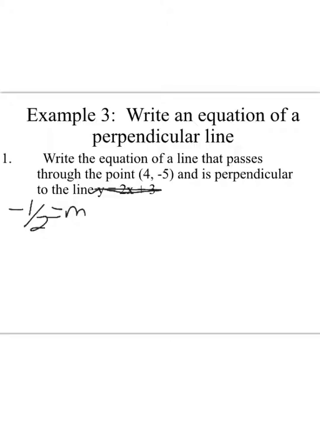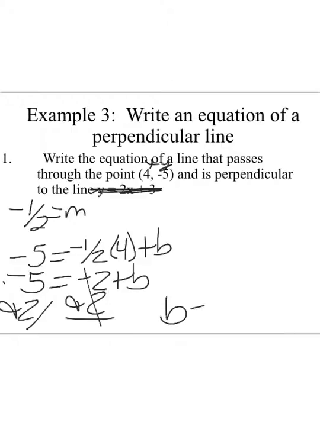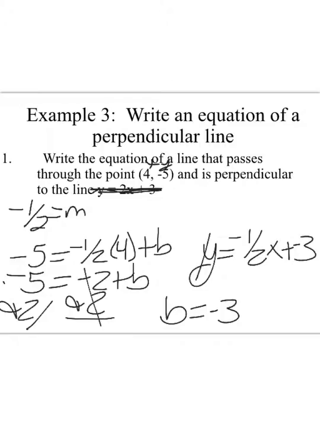Now that I have the negative 1/2, I don't need that equation for anything else. Plugging in my x and my y, I need to find b. So negative 5 equals negative 1/2 times 4 plus b. So negative 5 equals negative 1/2 times 4 will give me negative 2 plus b. I'm going to add 2 to each side. We end up with b equaling negative 3. Final equation, y equals negative 1/2 x plus negative 3.